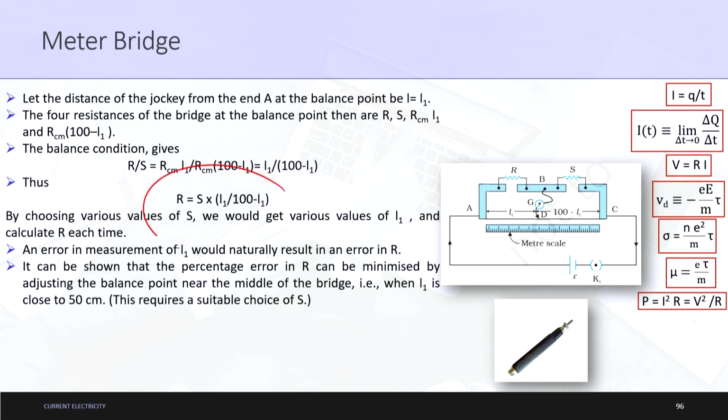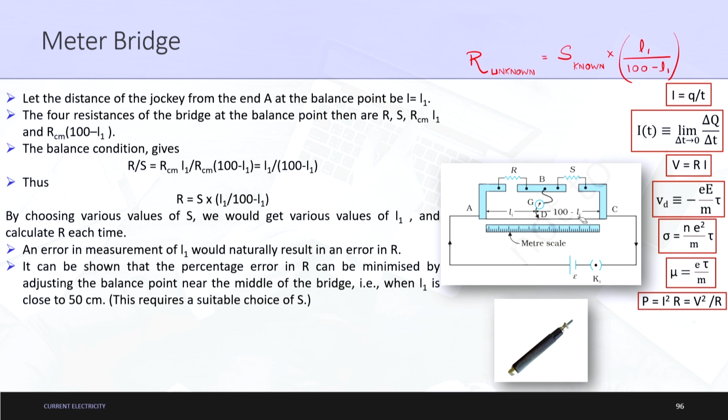Finally what we got is capital R, that is the unknown resistance, is nothing but S into L1 upon 100 minus L1. So basically R, which is the unknown parameter, is equal to S, which is the known parameter, multiplied by L1 upon 100 minus L1. What are L1 and 100 minus L1 here? When we put the jockey at this portion, we know that the complete length of this wire is 100 centimeter. Therefore, if the length towards the left hand portion is L1, then the length towards the right hand portion will be nothing but 100 minus L1.